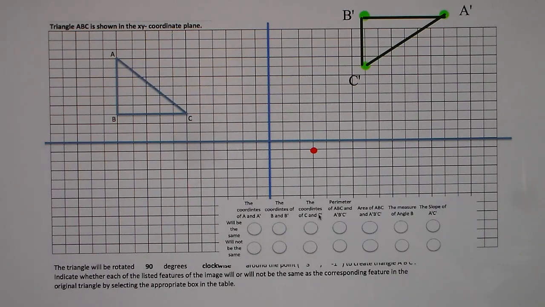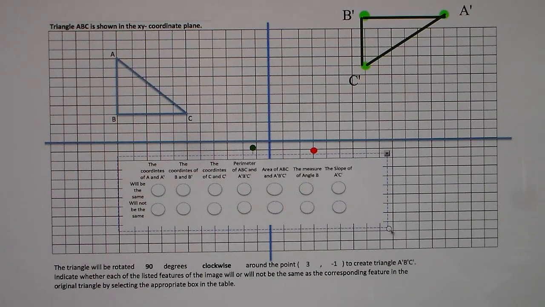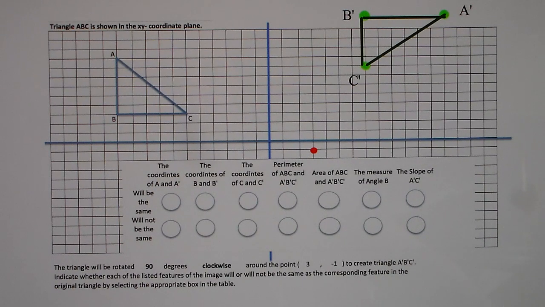So in our little questionnaire that we got here, the locations of A, B, and C are all different from the original. The perimeter is the same, the area is the same, the measure of angle B is also the same. The slope of AC, well, AC is this way. Obviously that's a negative slope, and C prime, A prime is going up like that. So that's a positive slope. So negative slope and positive slope, they're different slopes. So they're not the same.